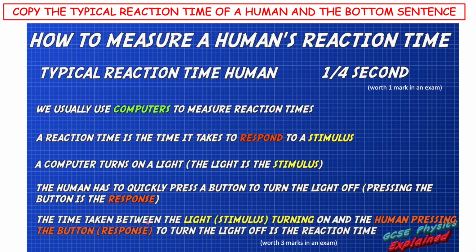The time taken between the light turning on and the human pressing the button to turn the light off is the reaction time. So you get 1 mark for saying that, 1 mark for saying that, and 1 mark for saying that.